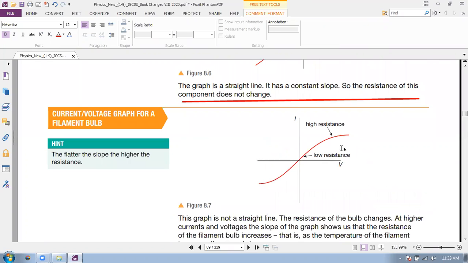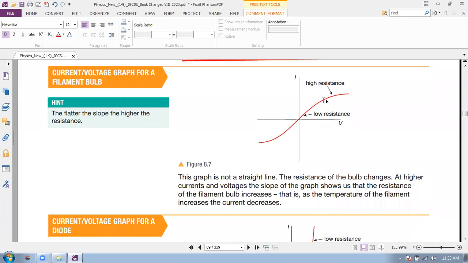Now look at this. It's a filament bulb IV curve, the IV graph for a filament bulb. It is not a straight line. Look at this graph. It is already labeled beautifully: here resistance is low and here resistance is high.